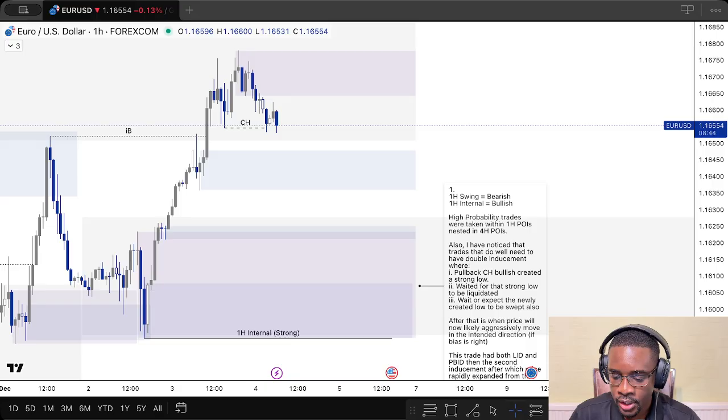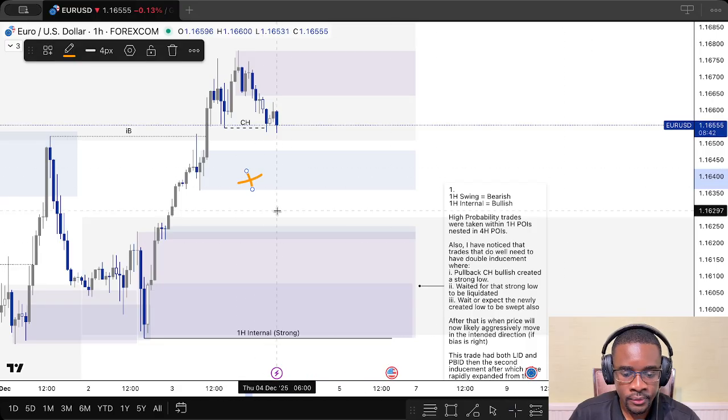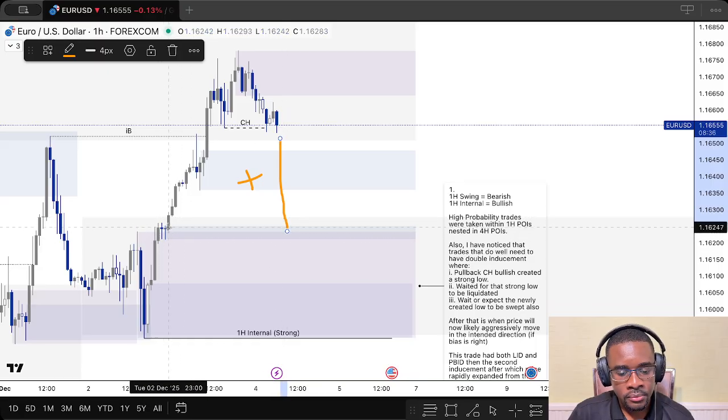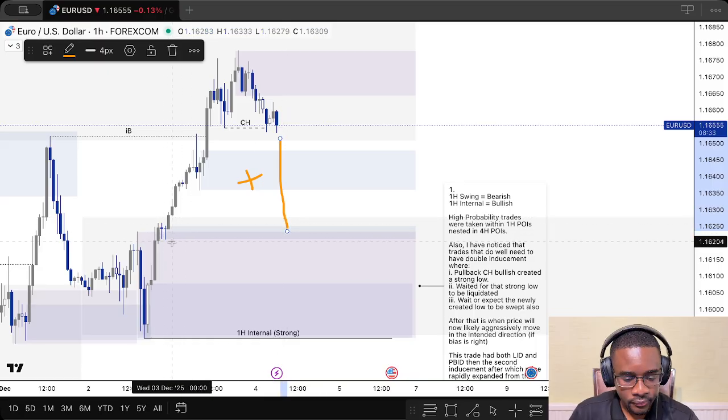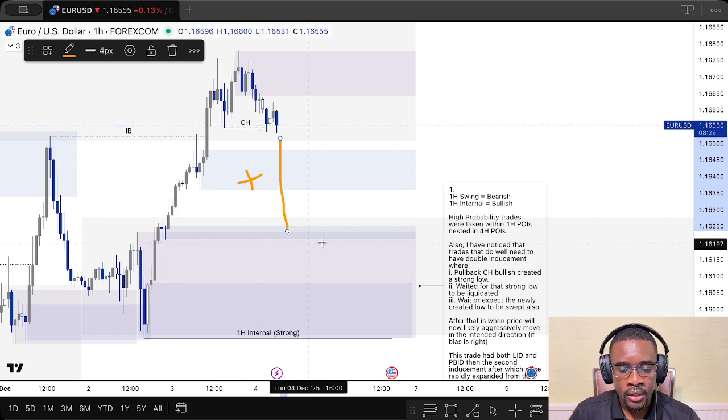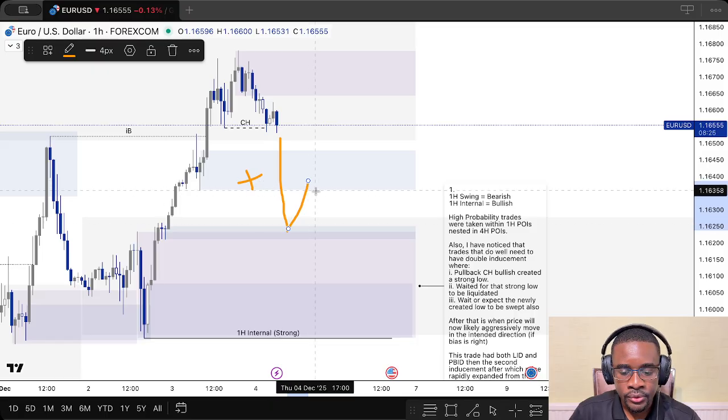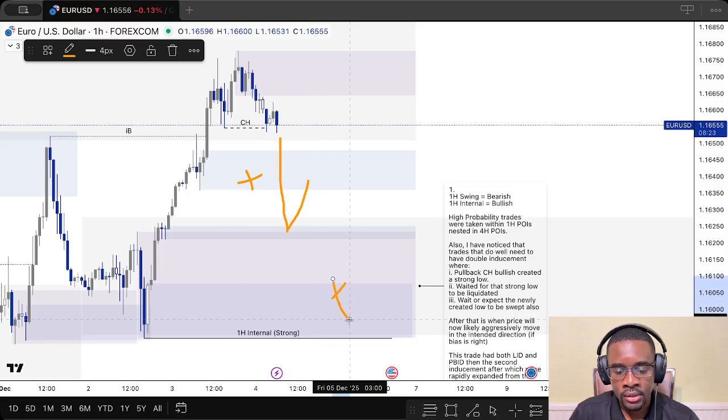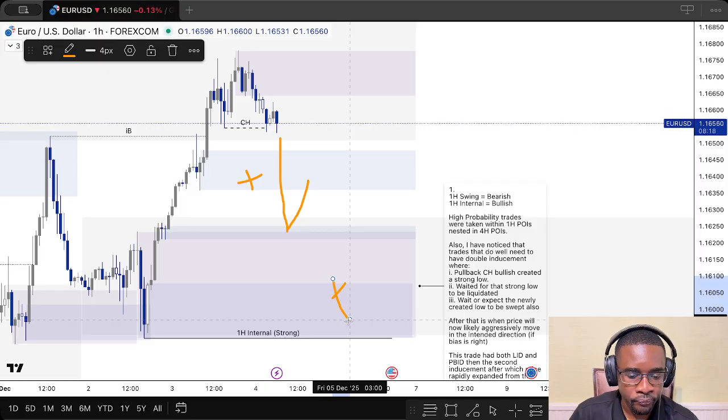So my expectation is that this will be run over, price will blast through, and then maybe if we mitigate this 1 hour demand that we're expecting price to come back to yesterday, it might give a better reaction, right? But ultimately this would be a better POI to look for longs from. Okay, so this is today's analysis.